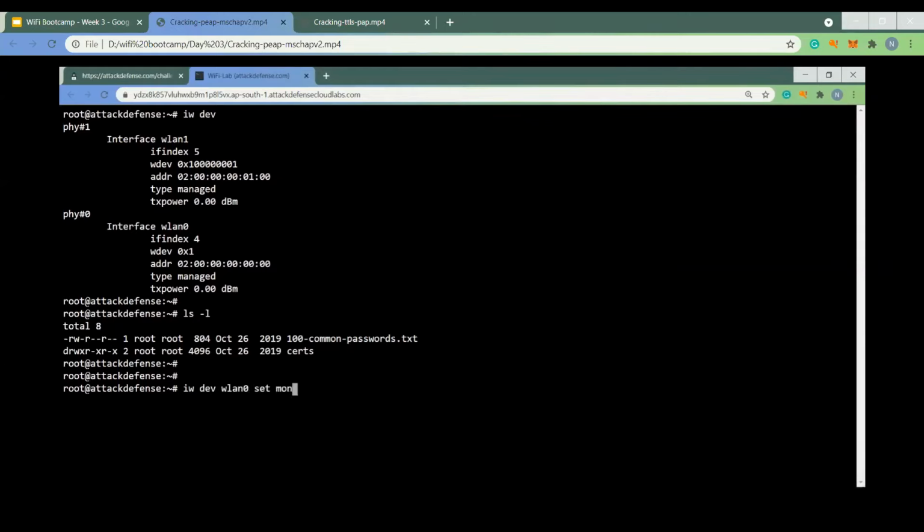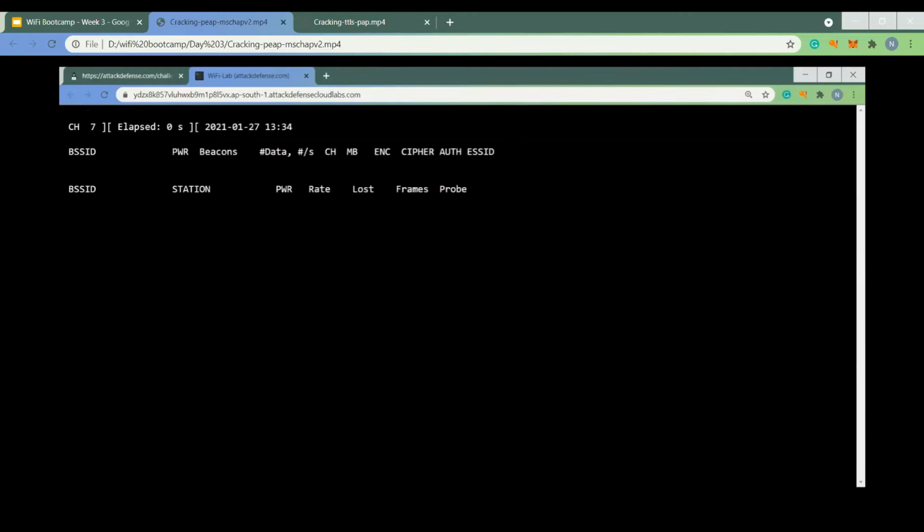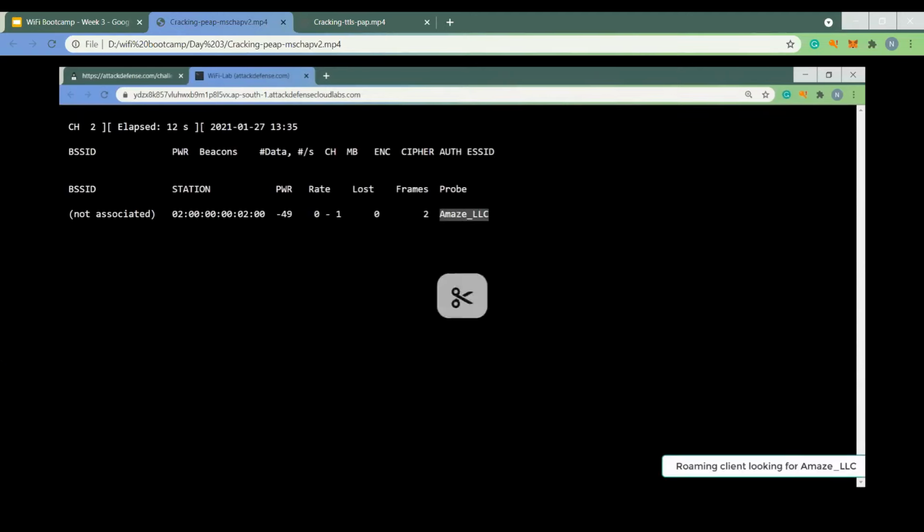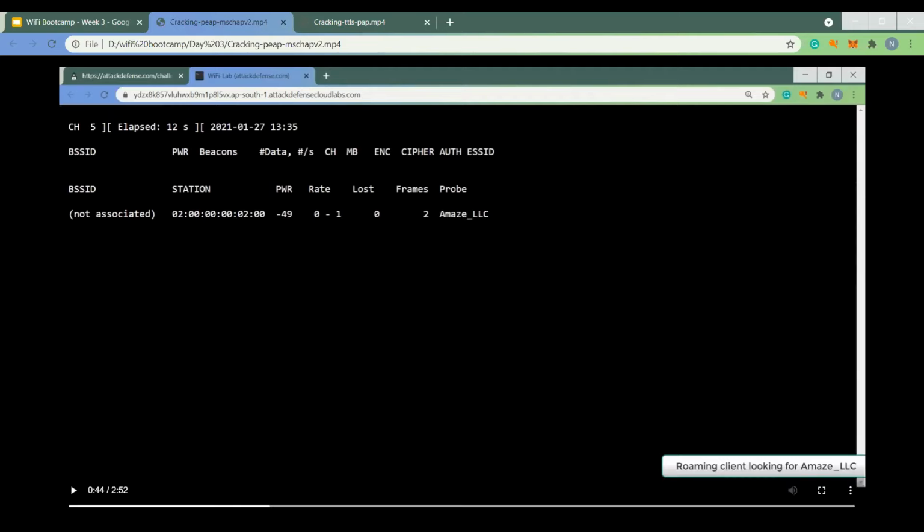Now what we are doing is putting wlan0 into monitor mode, so we can run airodump on it and inspect what kind of networks are in the vicinity. Airodump is now showing us all the networks that it is able to see. In this case, we wanted to make this lab easy, so there is no network in this. Only one client is there, which is looking for a network. It is looking for the amaze underscore LLC network. And we know from the challenge description that this network uses PEAP MSCHAPv2.